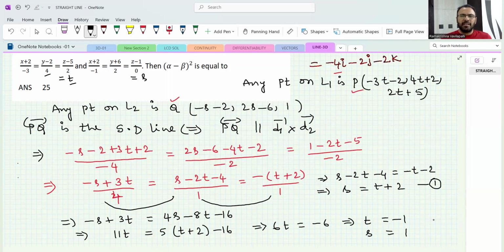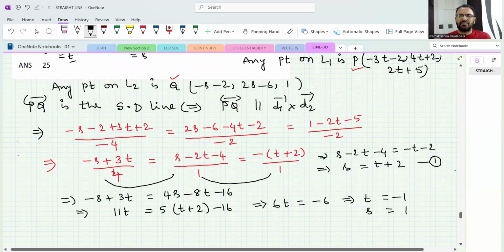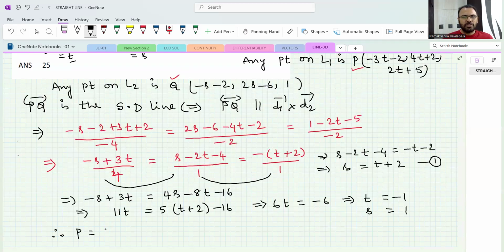Now substituting these points on the lines. So therefore, point P is equal to, substitute T is minus 1, you will get 1, minus 2, and 3. What is the point Q? Q is equal, substitute S equal to minus 1 here. You will get minus 3, minus 4, and 1.